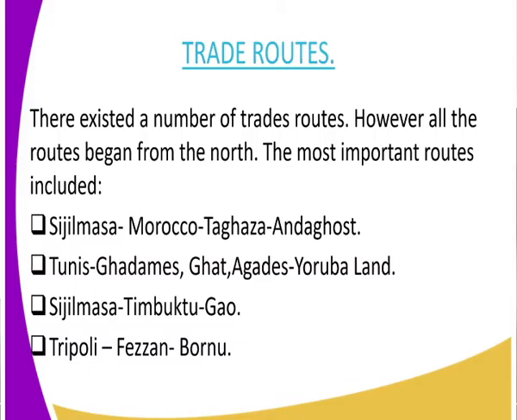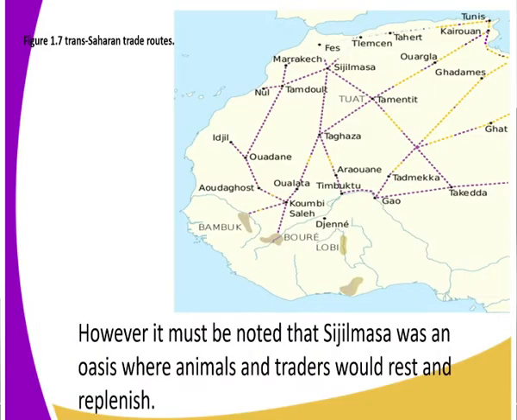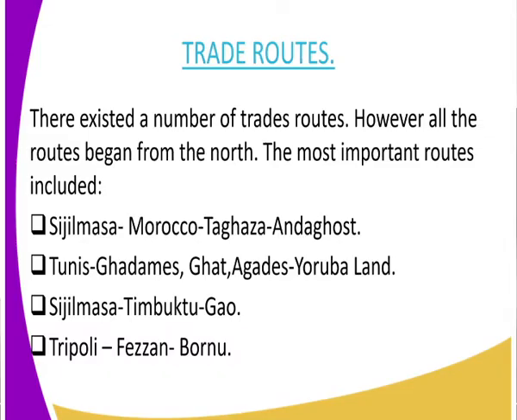And if you can clearly see from our map, you can see Tunis. Tunis is the most northern part of those towns you can see there, right? So meaning we can say all our trade routes started from the north. But what were some of these trade routes? We can get to name a few of them.